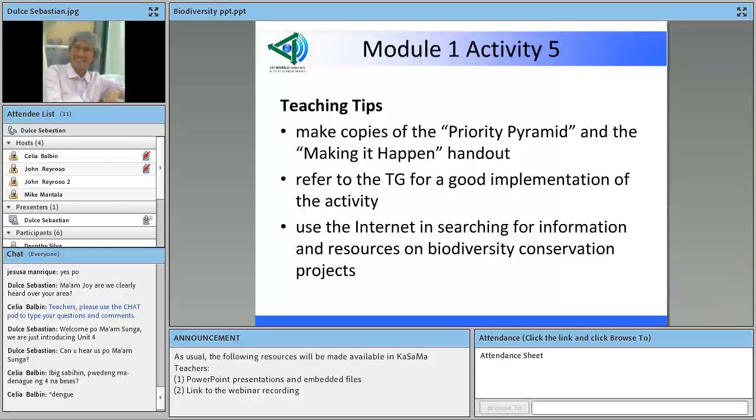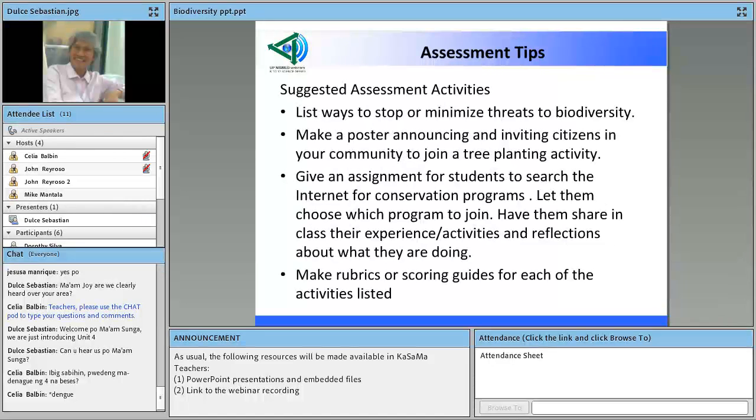Teaching tips. Of course, you should make copies of the priority pyramid and the Making It Happen handout. Of course, we should refer to the TG for a good implementation of the activity. And then, since our students have become adept in the use of the internet, they can search information and resources on biodiversity conservation projects.